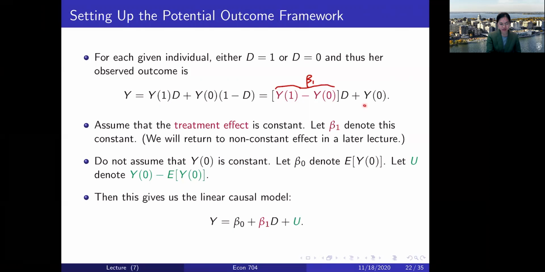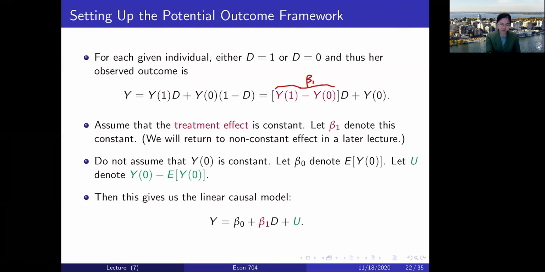And now y equals beta 1 D plus y0. Y0 is the potential untreated outcome that is typically not assumed to be constant because people are observed to be different. People are different with or without the treatment. So y0 is not assumed to be constant. It captures the heterogeneity across individuals before treatment.